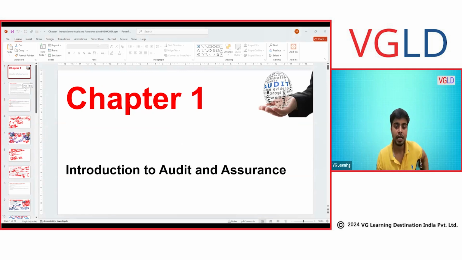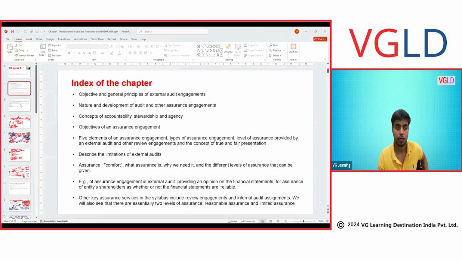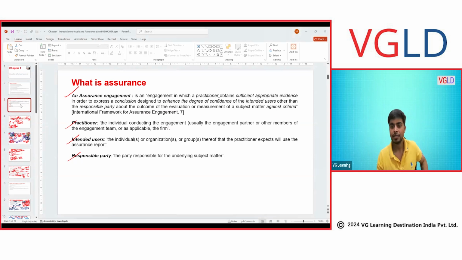We had already discussed the introduction to audit in our last class, and we started with chapter one, introduction to audit and assurance, where we discussed the difference in what is audit, what is assurance. Assurance is a big umbrella, right? We discussed what is a practitioner, what is intended user, and the responsible party.